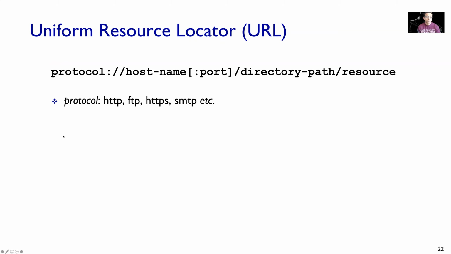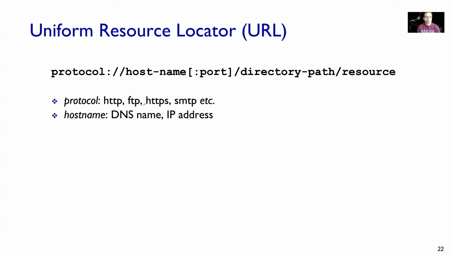So up here you have, of course, the protocol, and then you have the name of the host. The port number is optional, as we'll see later. The port number, for example, for HTTP is 80, so you don't have to specify this. If it's HTTPS, then it's 443. So these are well-known ports which don't need to be specified. And then, of course, you have the actual path where the resource is located.